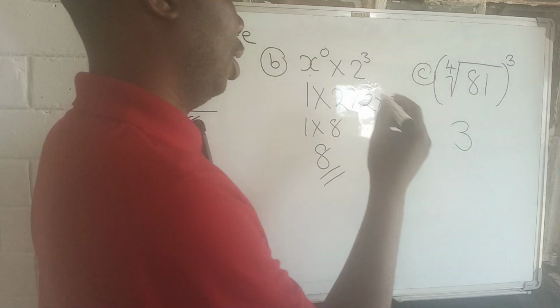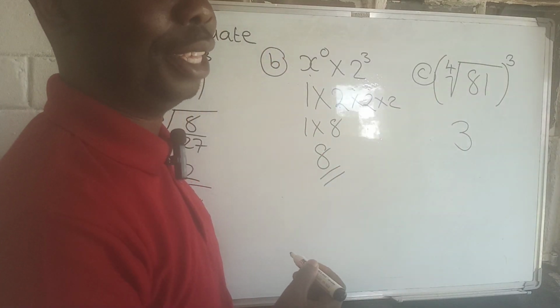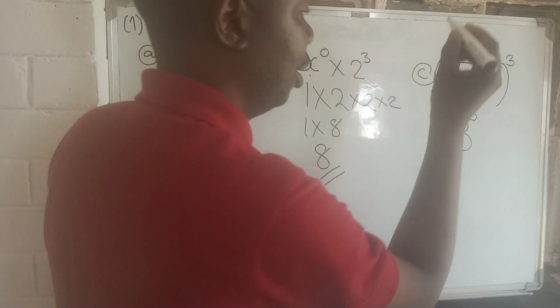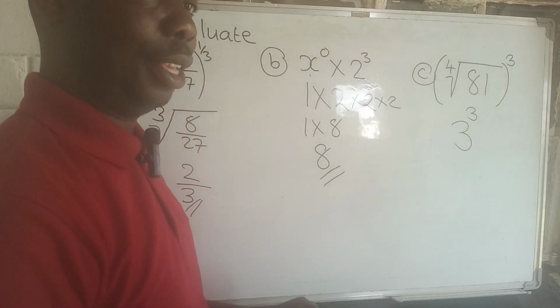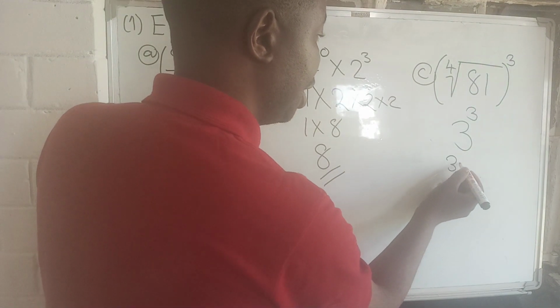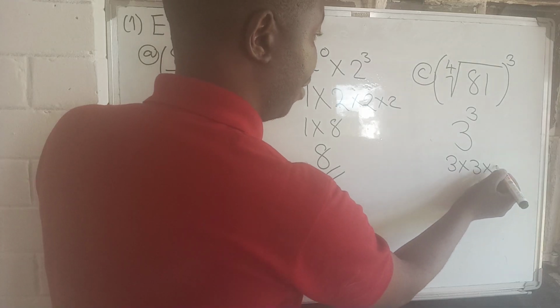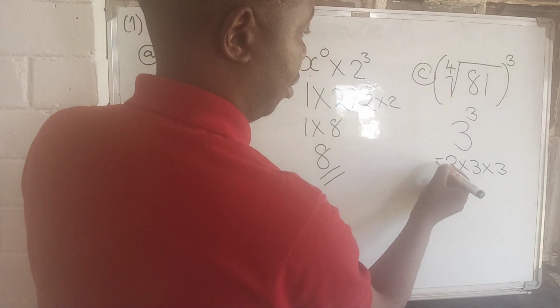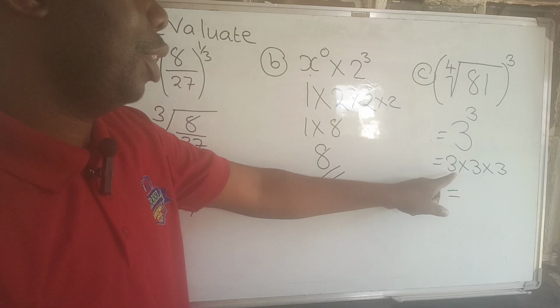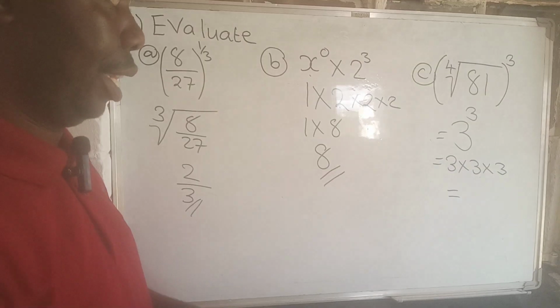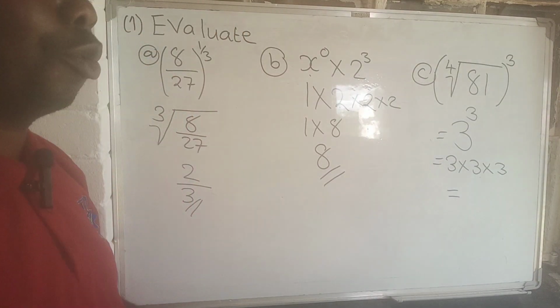And there is a power, so you put it there. 3 to the power 3 simply means 3 times 3 times 3. So what is 3 times 3? It's 9. 9 times 3 is 27.